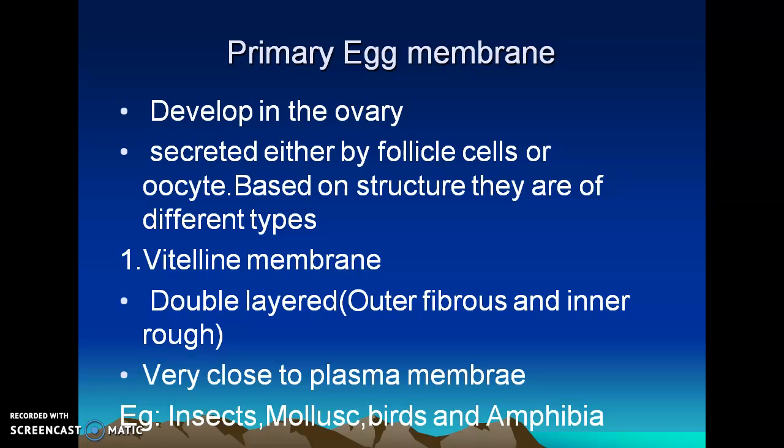This is a double-layered membrane seen very close to the plasma membrane, and these two layers are named the outer fibrous and the inner rough membrane. This vitelline membrane is generally found in insects, mollusks, birds, and amphibians. So in these organisms, the primary egg membrane is called the vitelline membrane.